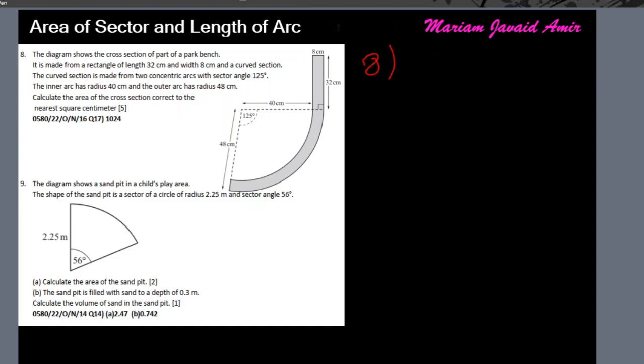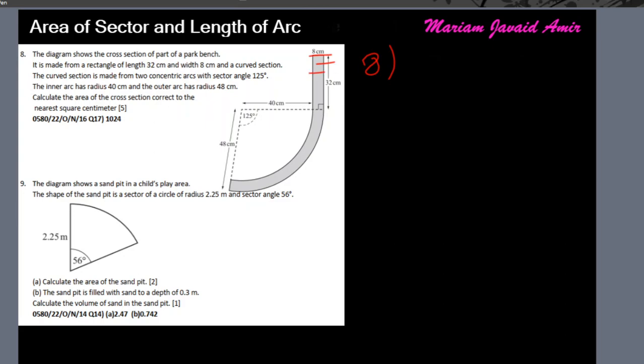The diagram shows the cross section of part of a park bench. It is made from a rectangle of length 32 and width 8 and a curved section. The curved section is made from two, let's ignore that. Let's get to the main part. Calculate the area of the cross section, which is the area of the shaded region, correct to the nearest centimeter square. Alright, so we basically need the area of this whole shaded part.